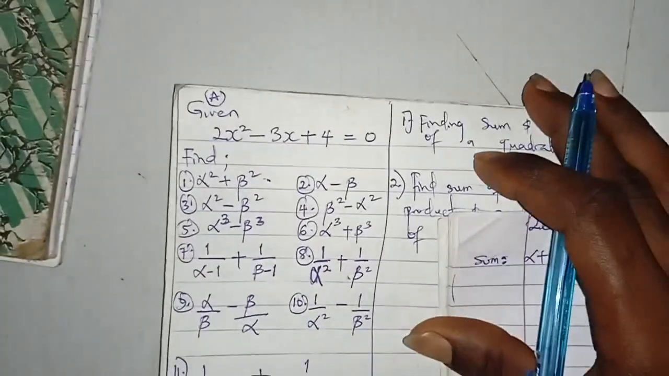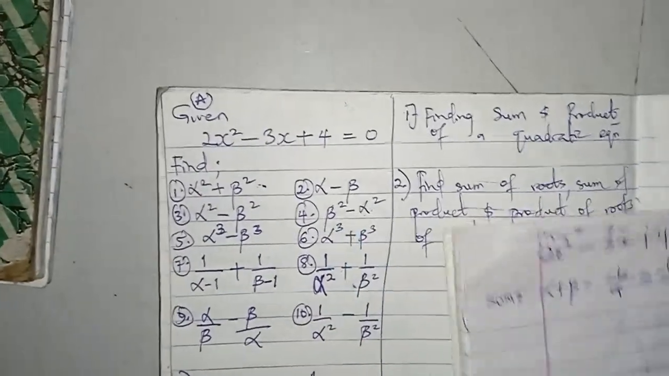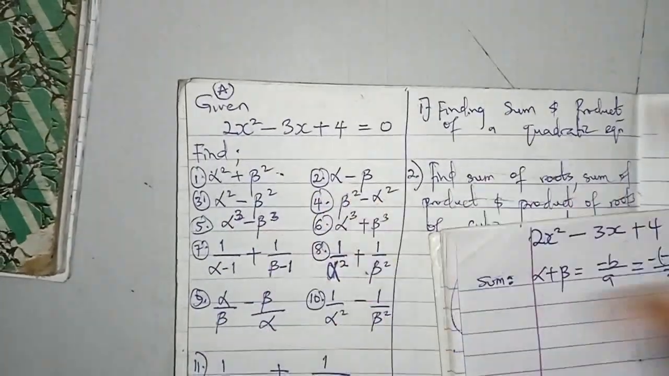Let's move to the next one. The next one says alpha square minus beta square.